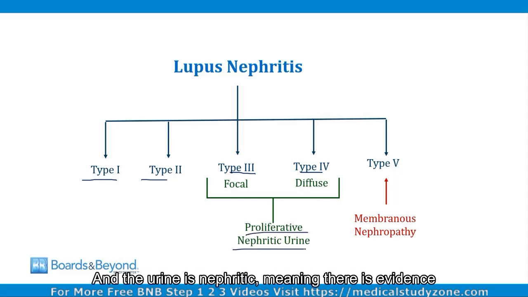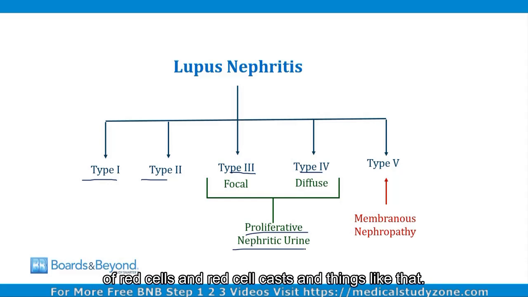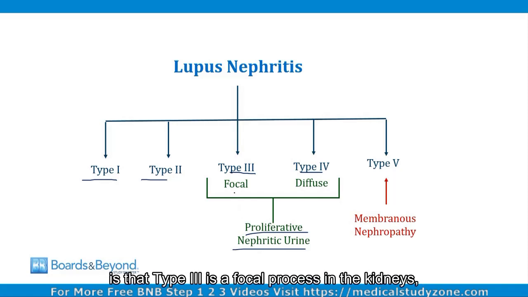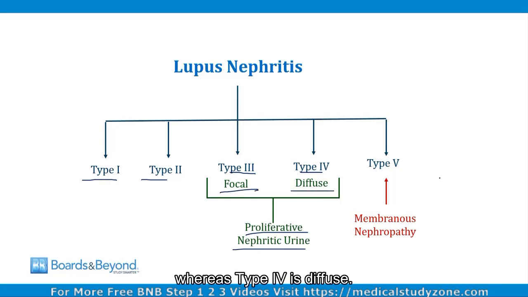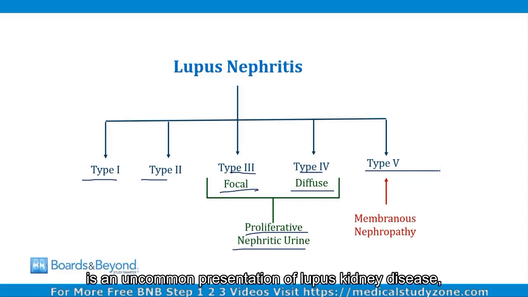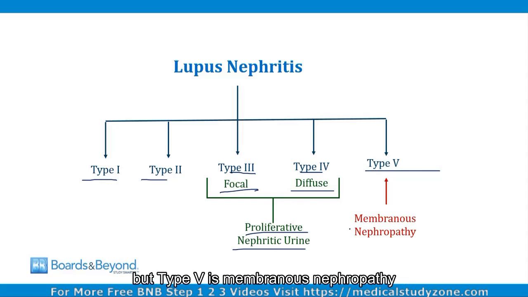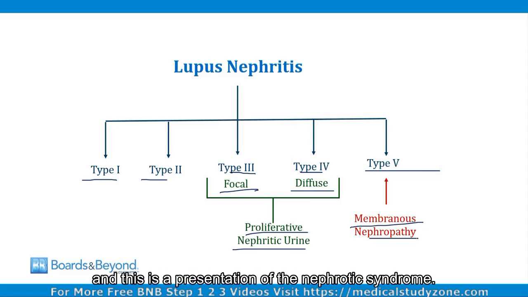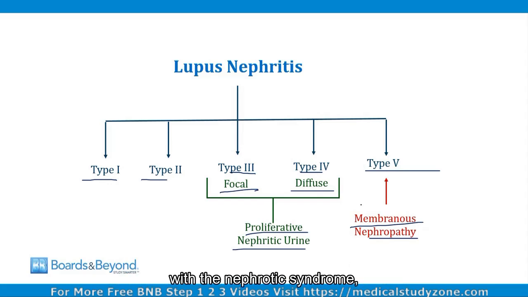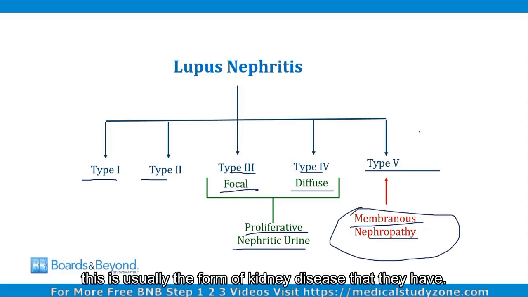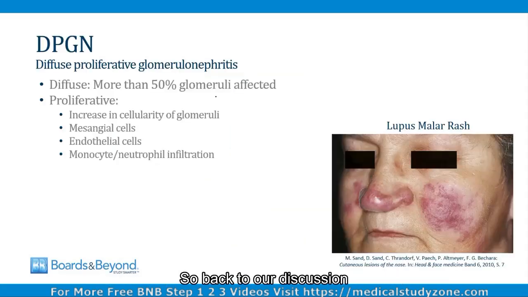And the urine is nephritic, meaning there is evidence of red cells and red cell casts and things like that. The only difference between type 3 and type 4 is that type 3 is a focal process in the kidneys, whereas type 4 is diffuse. And then just an aside here, but type 5 is an uncommon presentation of lupus kidney disease, but type 5 is membranous nephropathy, and this is a presentation of the nephrotic syndrome. And so when patients with lupus present with the nephrotic syndrome, this is usually the form of kidney disease that they have.